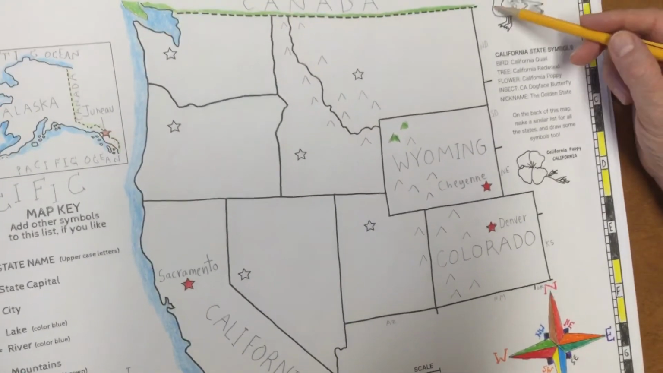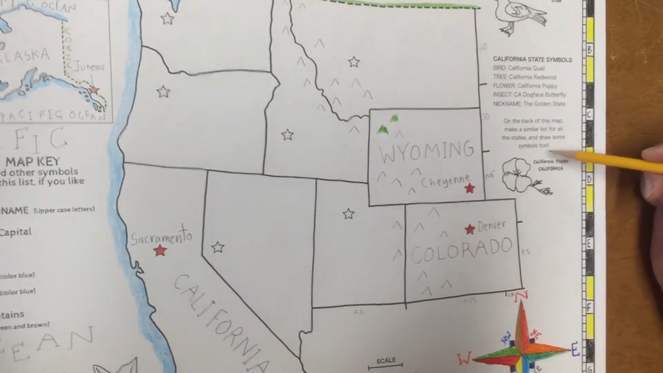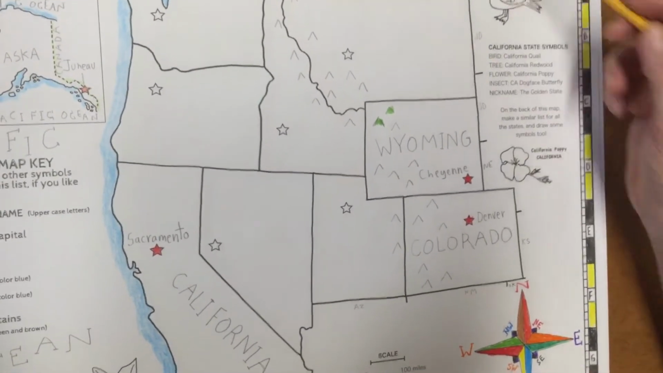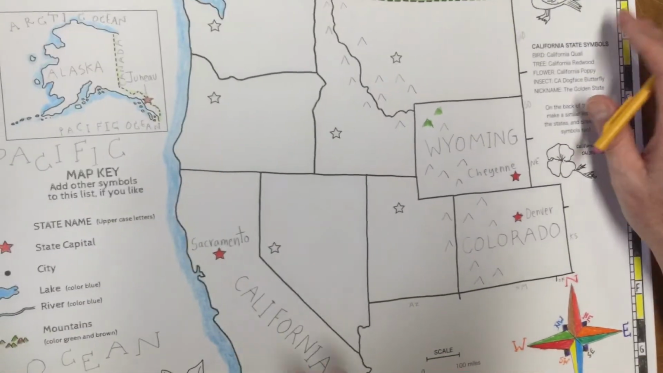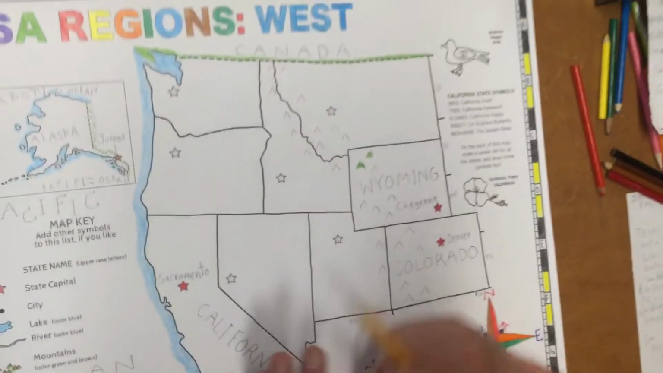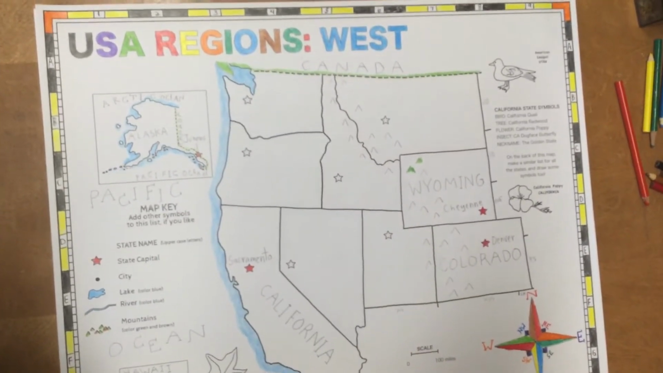Also, you could add some color. Do a little research and color in the symbols that we've drawn, and draw some more of your own as well. And I'm sure your teacher's going to add a lot of information to these maps as well, even more than what we've presented in these videos.